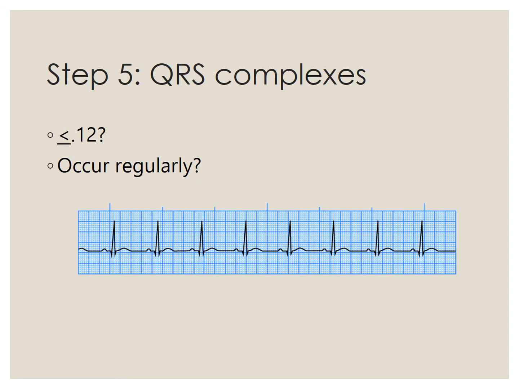And then here are your QRS complexes. Remember, your QRS complexes have to be 0.12 or less to be considered normal. So you're measuring those out. And again, do they occur regularly? We're looking at these and they all look pretty much the same to me. Then you would march them out and measure them. Looking at the bottom of your QRS, it looks like 0.08 or maybe 0.10. So the QRS complexes in these are within normal limits.